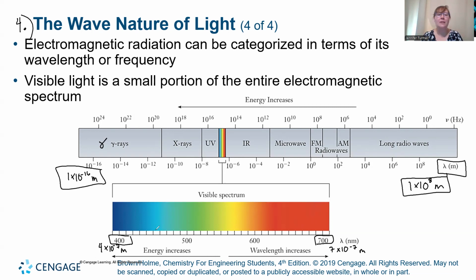All electromagnetic radiation travels at the speed of light in a vacuum. So for all of this, whether we're talking about gamma rays, radio waves, or visible light, we're going to be using that c value of 2.9979 times 10 to the 8th meters per second.